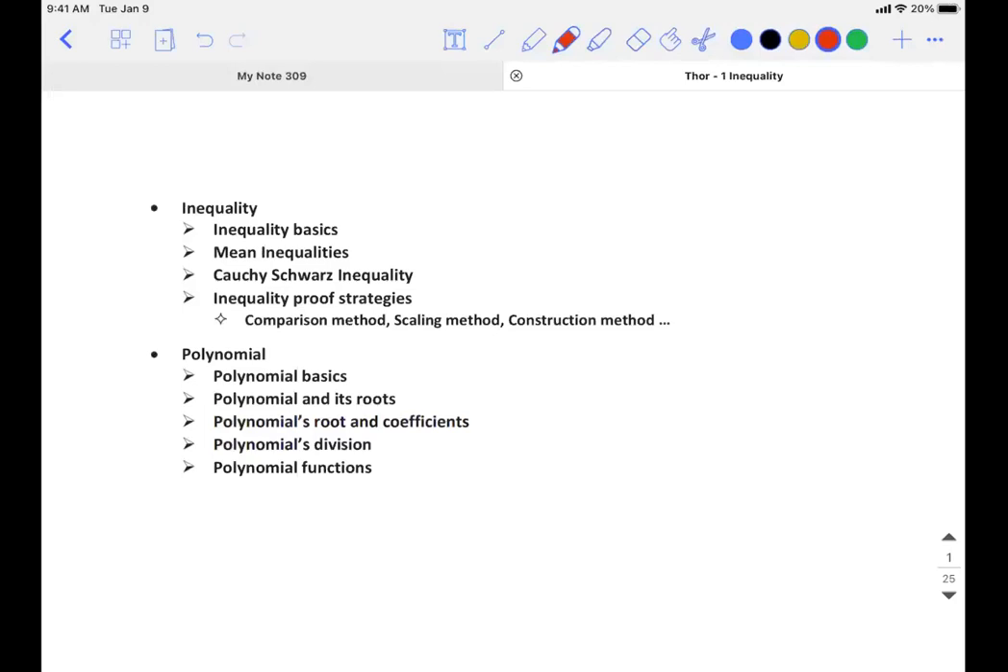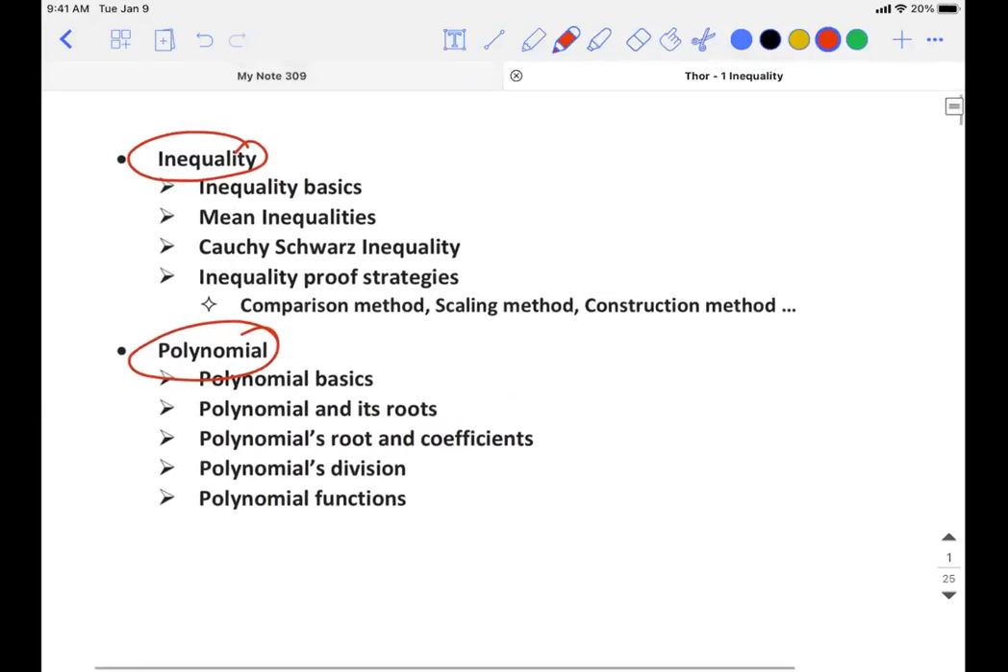All right, so let's continue. We have to make sure the majority of students are on the same page. So this is an outline of our 10 lectures. We're going to split our lectures into two major parts. One is inequality, while the other part is polynomial. Talking about inequality, we're going to get started with some basic inequality-related concepts. Like I said, it's the inequality basics.